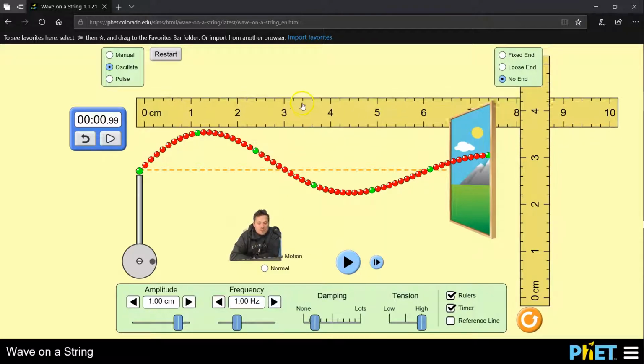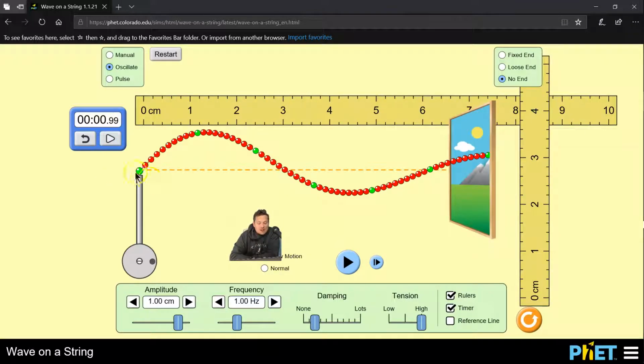So in this case, what I mean by a cycle is the following. From this place right here, right above my head, up to the top, so about that position, and then back to the trough, and then finally back to right here, to that green bead. In other words, to the best of our ability, we are estimating one wave as this. So that's 1 cycle.